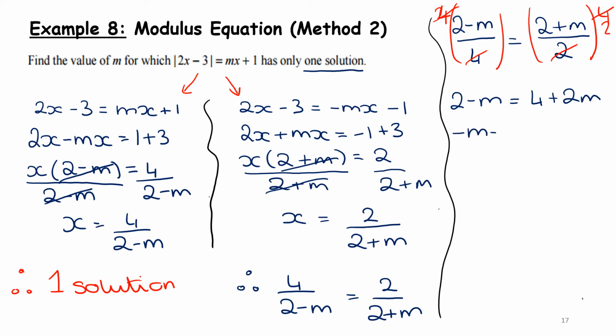So I have minus m minus 2m. I like bringing everything to the left. 4 minus 2 minus 3m is equal to 2. So m is equal to minus 2 over 3. So the same answer as we got before. A quicker, more efficient method, but I think this is one that students would struggle to understand or at least come up with on their own in an exam style or an exam scenario.